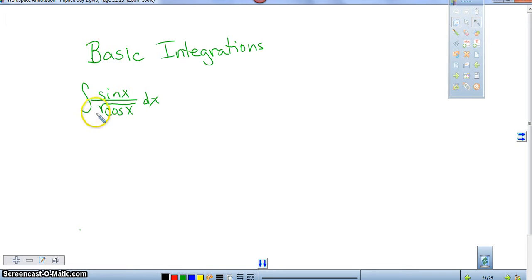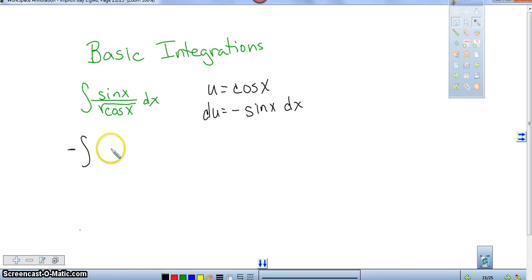Because cosine is in the square root, what I would do here is use a u substitution. That would be my technique, and I would let u equal the cosine of x. And that works because the derivative of the cosine is negative sine of x dx. So then I'm integrating negative, because of this negative, 1 over the square root of u, or u to the negative 1/2.